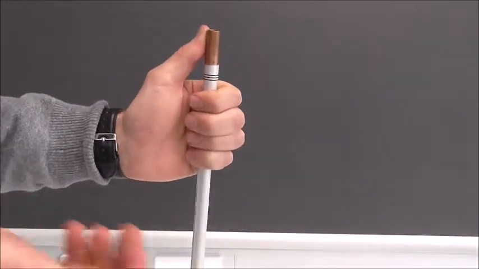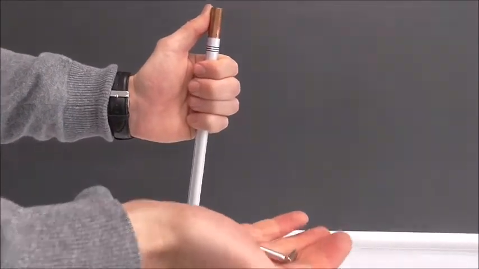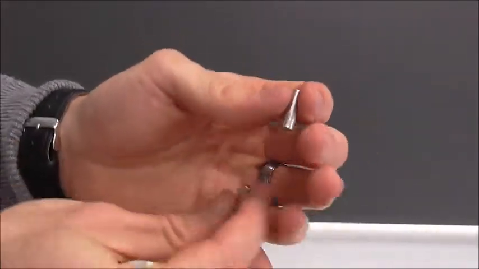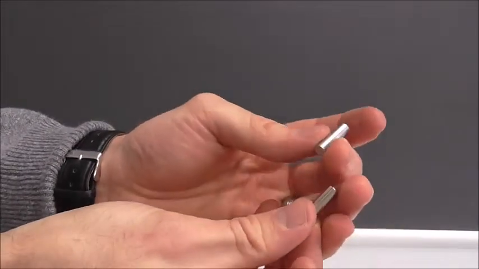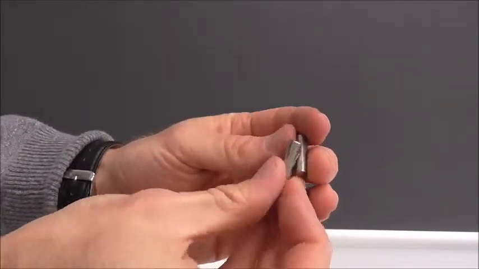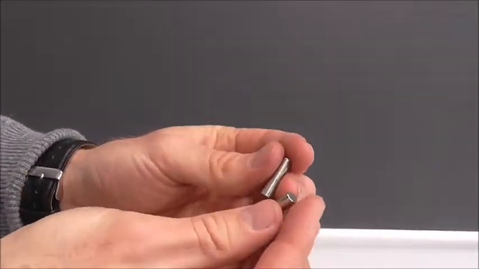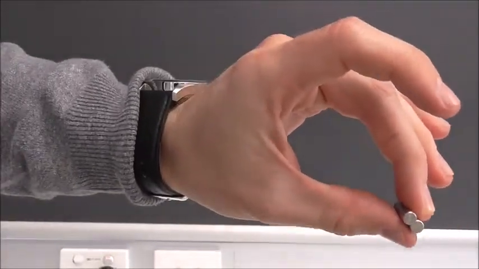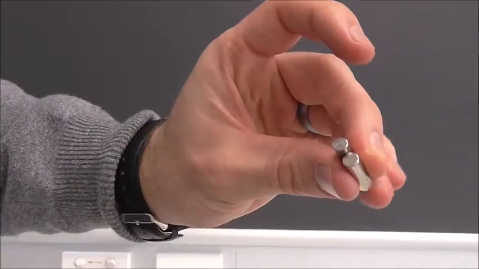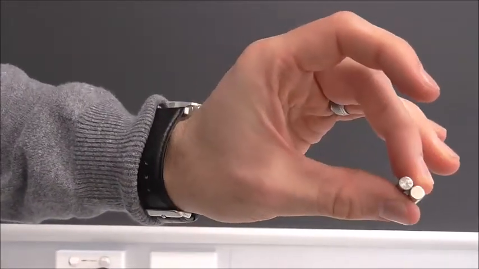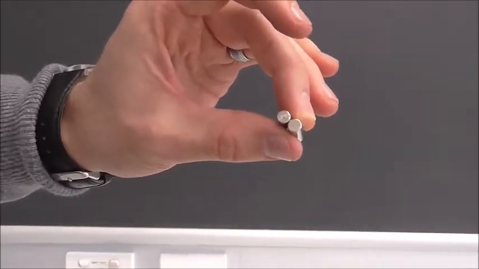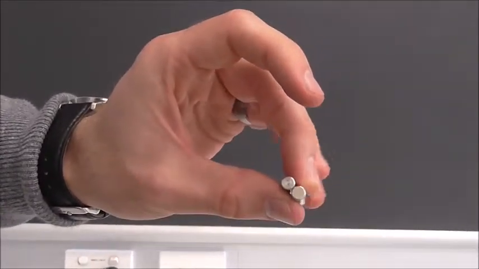Now what I have here is two metal cylinders. Here's one, and in fact they both look identical. I'm holding them here. They're the exact same color and the exact same shape. There's really no noticeable difference between the two of them. The real difference is that one is a magnet and one is not a magnet.